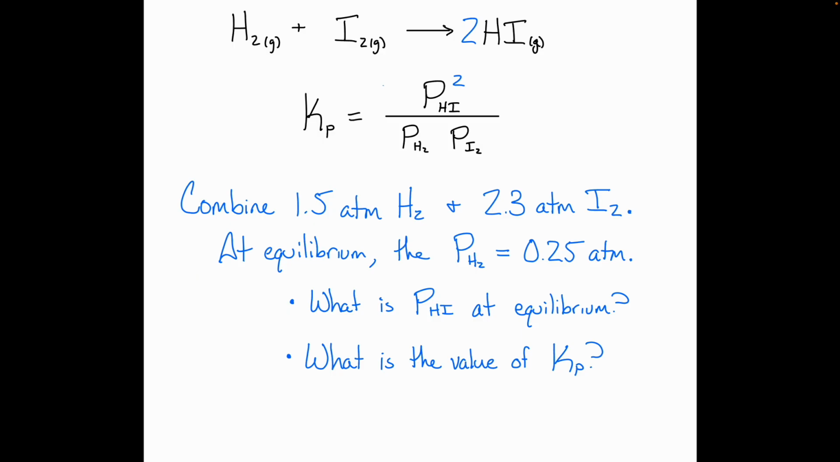So how am I supposed to go about this? I'm telling you how much hydrogen gas we start with and how much iodine gas we start with. And then I'm telling you that at equilibrium, we have 0.25 atm of that hydrogen left over. All right, so how much hydrogen actually reacted here? I start out with 1.5. I have 0.25 left at equilibrium. All right, so the difference is going to be how much reacted.